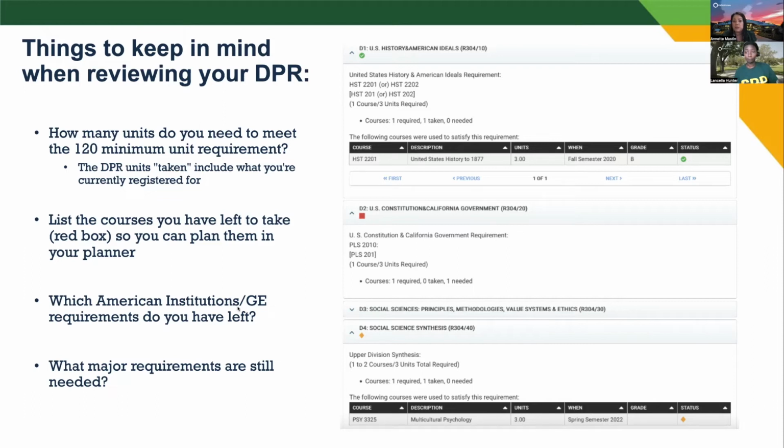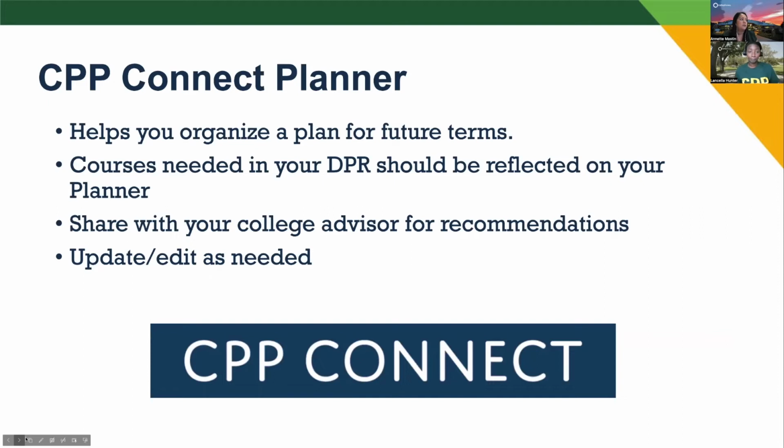You want to make sure that those are satisfied and not showing missing. And then also list what GE courses you might be missing. Again, confirm this with an advisor that you do in fact need these courses. And then you also want to list what major requirements you still need. So once you get the list of those, you can start trying to plan, and I'll hand it over to Lancella.